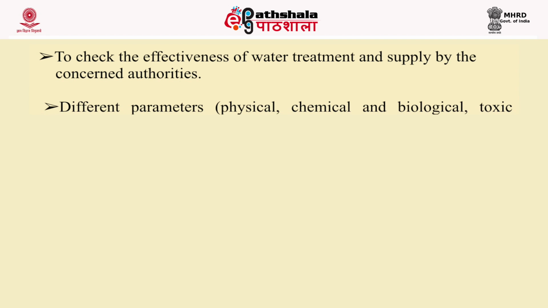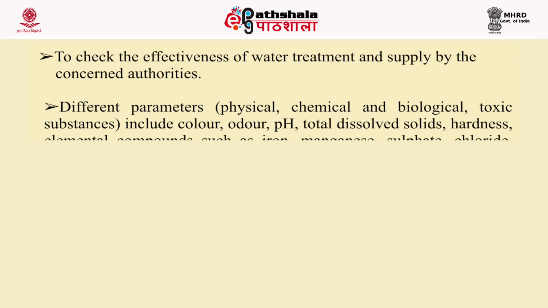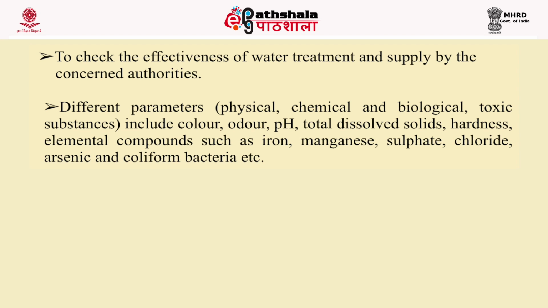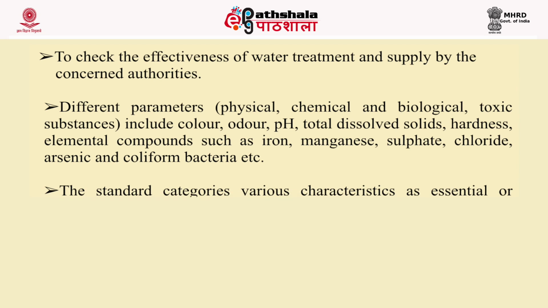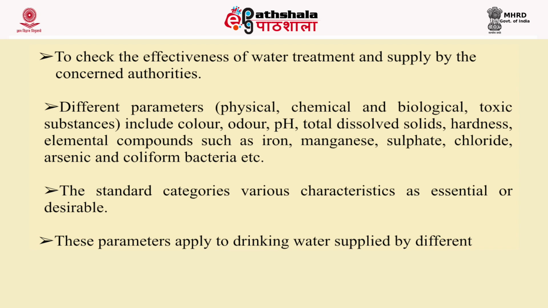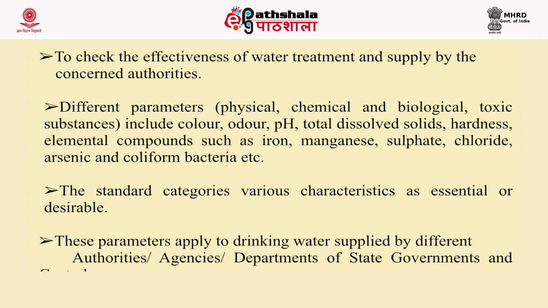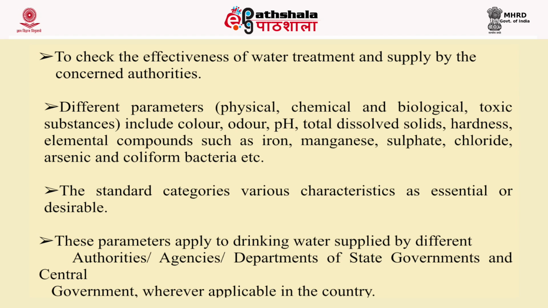Third, different parameters include color, odor, pH, total dissolved solids, hardness, elemental compounds like iron, manganese, sulfate, chloride, etc. The standard categorizes various characteristics as essential or desirable. These parameters apply to drinking water supplied by different authorities, agencies and departments of state government as well as central government wherever applicable in the country.